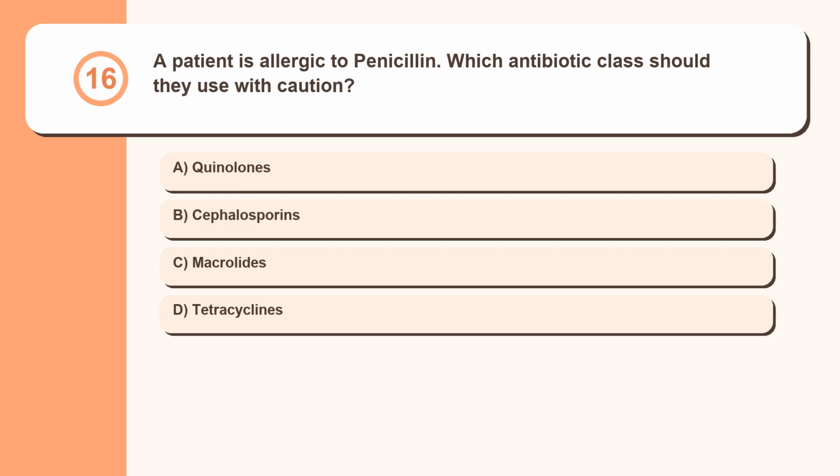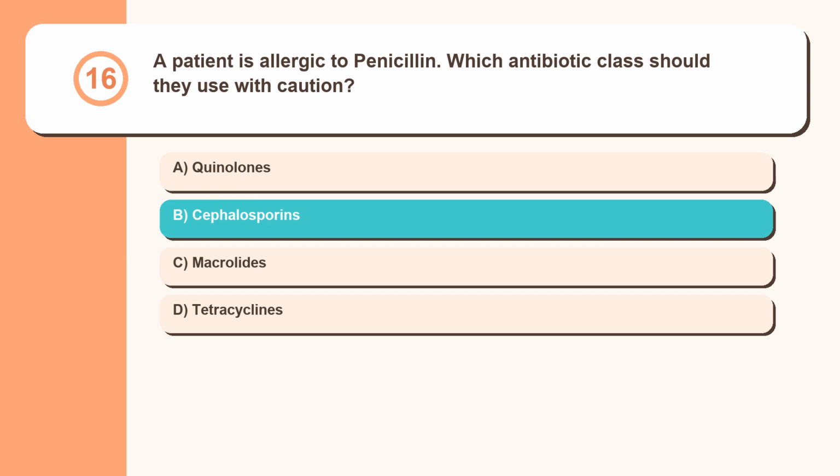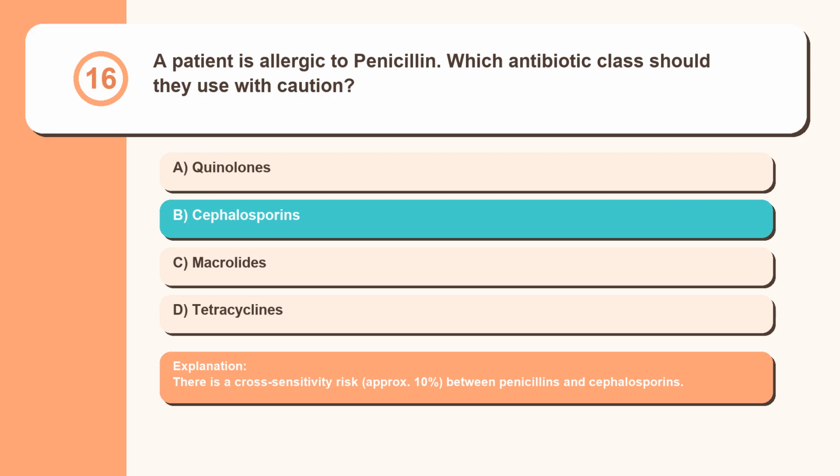Question 16. A patient is allergic to penicillin. Which antibiotic class should they use with caution? Quinolones, cephalosporins, macrolides, tetracyclines. There is a cross-sensitivity risk, approximately 10%, between penicillins and cephalosporins.